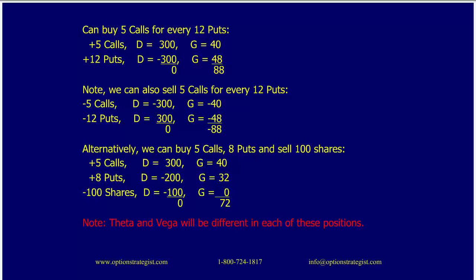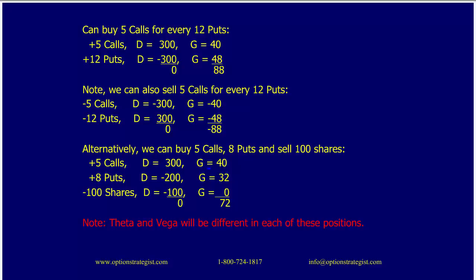Now, notice there's lots of ways we could make a position delta neutral. What if we went the other way and we said, all right, I'm going to sell 5 calls for every 12 puts that I sell? Well, now the delta of the calls would be negative 300. The delta of the puts would be positive. And again, I'd have a delta neutral position. But notice now my gamma is negative. I'm not going to go into the difference between trading positive gamma and negative gamma, but it's very different. Okay? And here's even a third way. There's lots of ways we could make a position delta neutral.